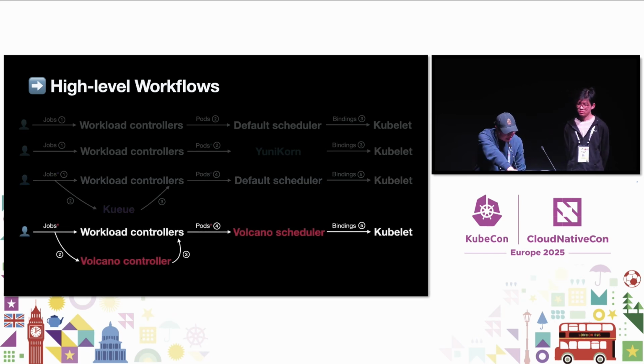For YuniKorn, basically, it's the same pattern as KQ combined with the default scheduler. But the little difference is Volcano has its own API called the VC job as well as pod group. Those APIs carry Volcano's own API characteristics, so they have to be honored by its own scheduler. So usually the Volcano controller and the Volcano scheduler are combined together to be used.